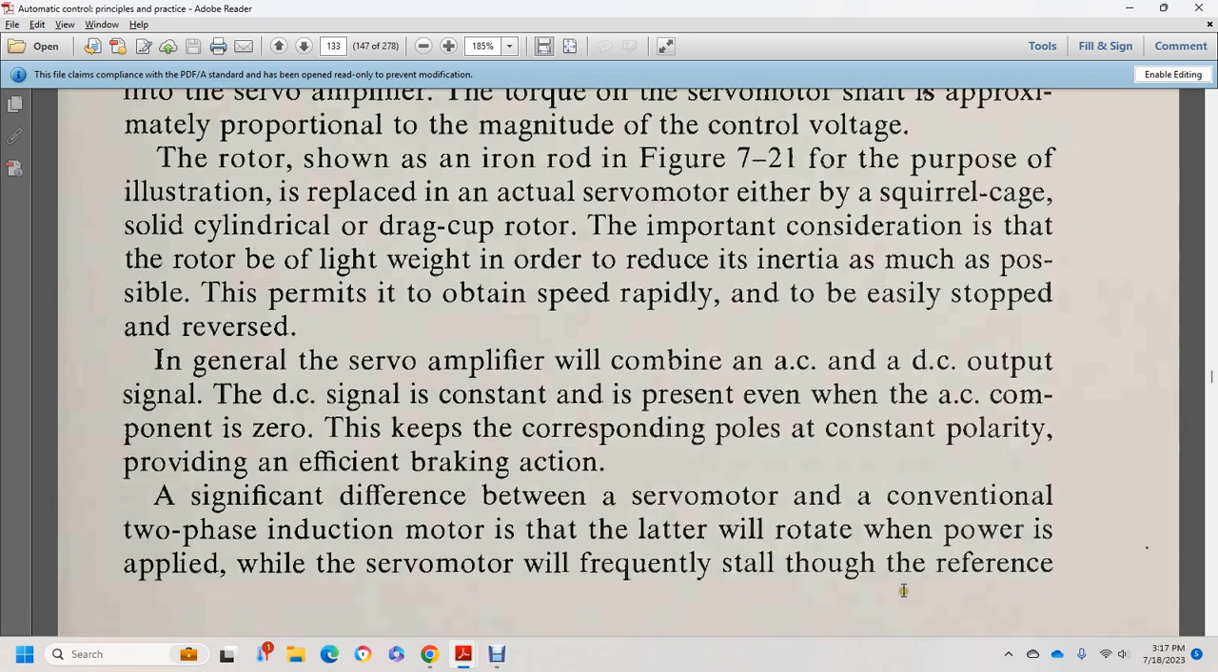In general, the servo amplifier will combine the AC and DC output signal. The DC signal is constant even when the AC component is 0, which keeps the corresponding pole at constant polarity, providing efficient braking action.